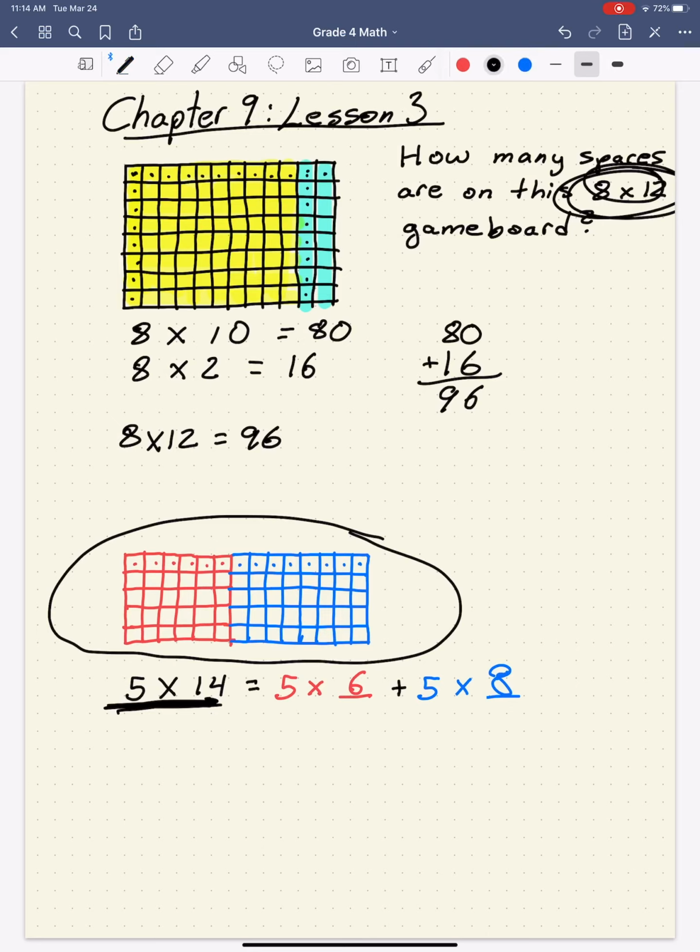So we're going to bring this down and multiply it. So I'm going to say 5 times 14 equals this answer. 5 times 6 is 30. Plus this answer, 5 times 8 is 40. So one more step. 5 times 14, which is the entire array, is equal to 30 plus 40, which is 70. Okay? So again, that's similar to the question we did first, except instead of a word problem, it's just numbers.